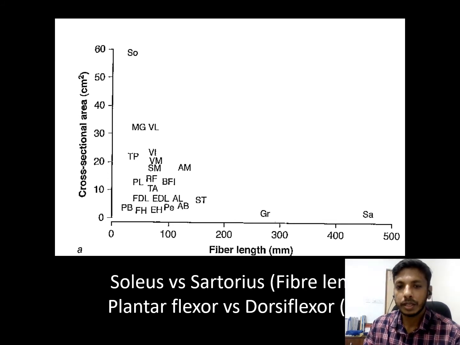It's a small muscle, sartorius. So because of the longer fiber length, the ability of shortening contraction velocity of the sartorius is more, whereas the force production is less. Whereas in soleus, the ability to produce a shortening contraction with a maximum shortening velocity is very minimal because of the decreased muscle fiber length. The maximal force production will be more because of the increase in the cross-sectional area. So thus we can differentiate the soleus from the sartorius.